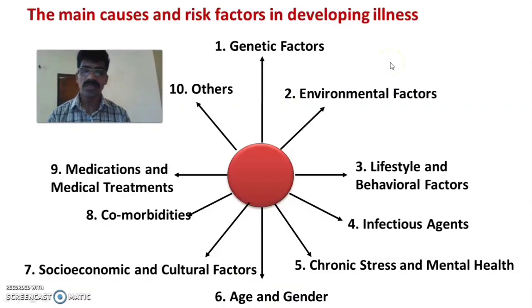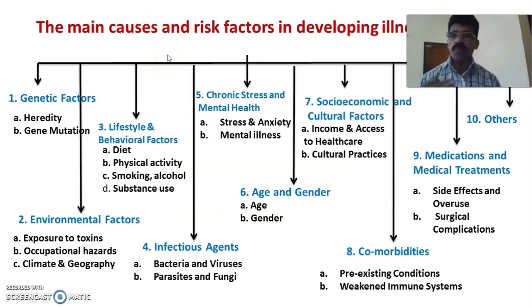Okay, so far we have discussed the major causes and risk factors of developing illness. There are 9 important factors, and there are many other factors which can cause diseases in human beings. So now let us summarize the topic, the main causes and risk factors in developing illness. There are mainly 9 factors and other factors. First main factor is genetic factors, which includes heredity and gene mutation. Second is environmental factors, which includes exposure to toxins, occupational hazards, and climate and geography of the area. Third main factor is lifestyle and behavioral factors, which include diet, physical activity, smoking, alcohol, and substance use.